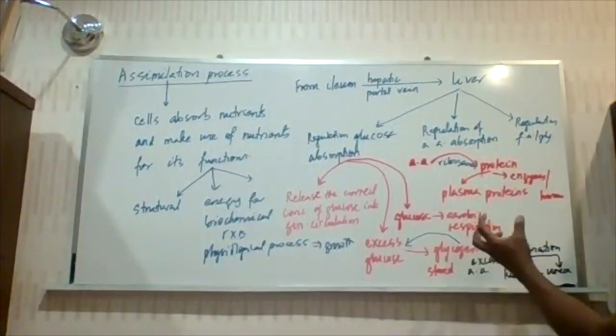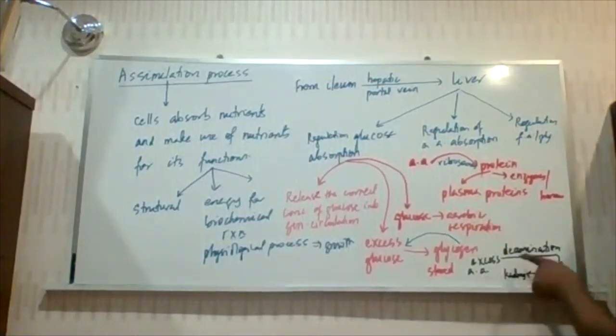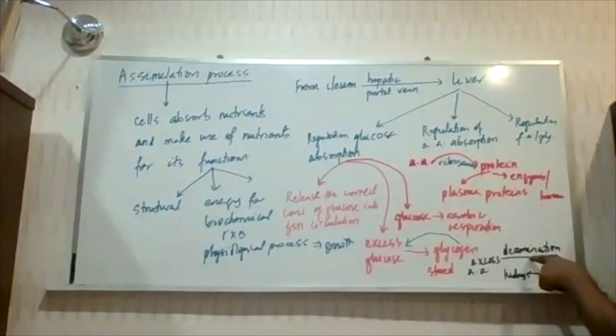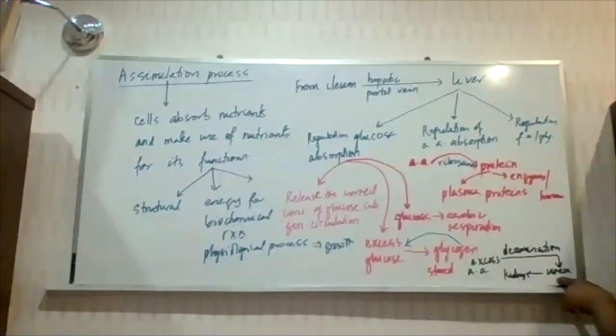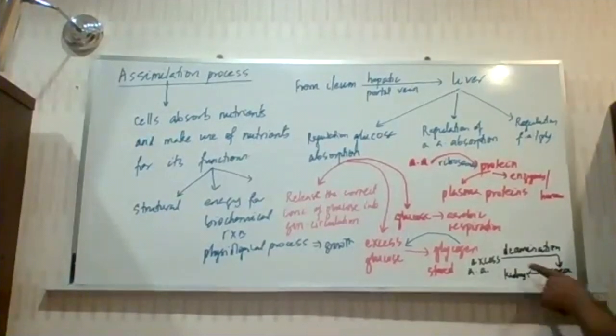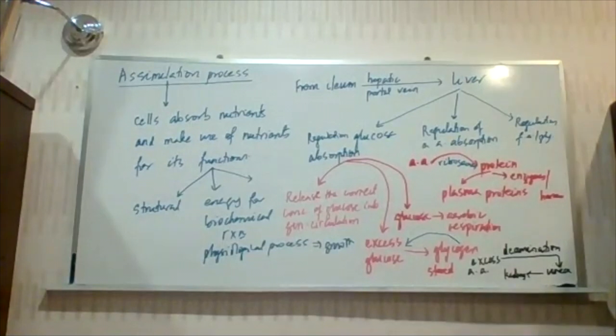So how does your liver handle the excess amino acids? It carries out a process called deamination. So in the process, what is formed? Urea. So it is converted to urea. All right, and then that is taken to the kidney, and the kidney excretes the urea in the form of urine. So it's out.